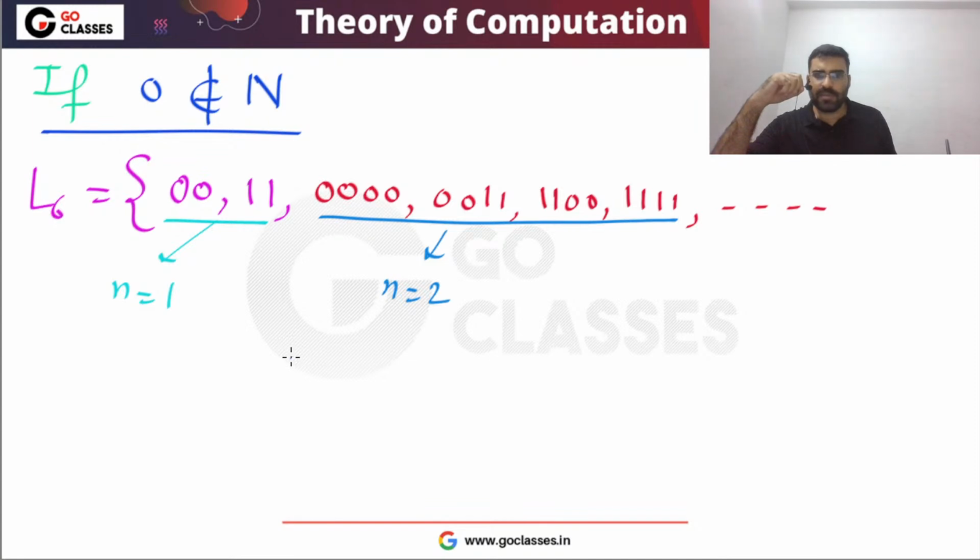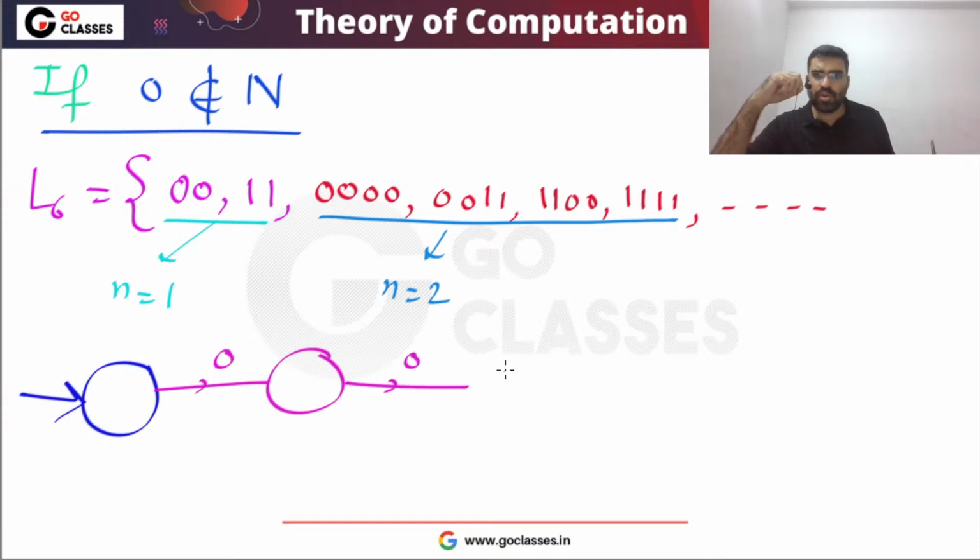Then what will be the DFA? The only change will be, now initial state cannot be final state. So basically a new initial state you will create. After 0, if another 0 comes, you will go to final state. Because remember, now initial state cannot be final state. You cannot make initial state as final state.